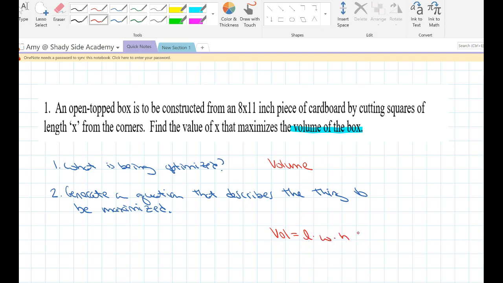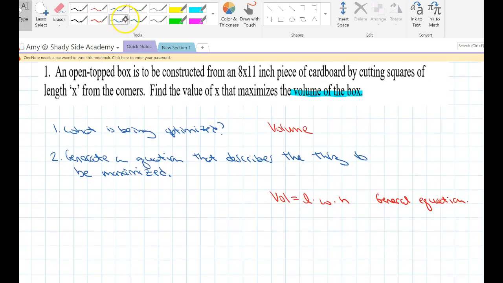That is the general equation of a volume, the general equation of the volume of a box. I even call it a generic equation for the volume of a box. This is the volume of any box. Nothing special, just any box. Length times width times height. But what we have to do is contextualize the equation. We need to contextualize the equation from part 2.